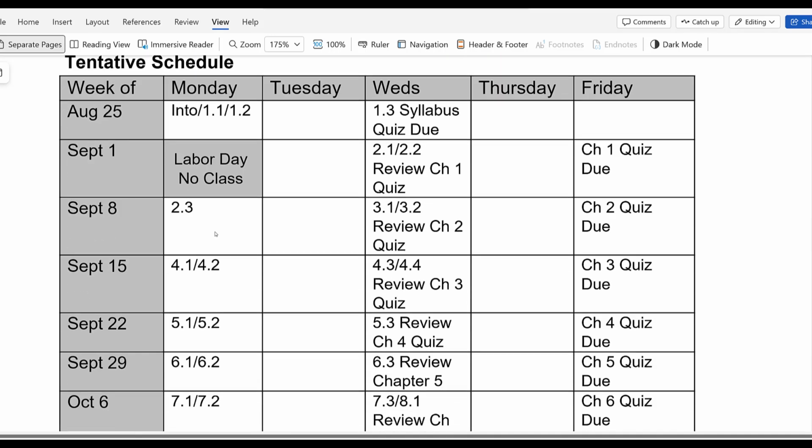And then here's our schedule on how we're going to do things. So we start off with the intro, and then do 1.1, 1.2, 1.3. That does all of Module 1. These are short chapters. Then 2.1, 2.2, 2.3. That does all of Module 2.